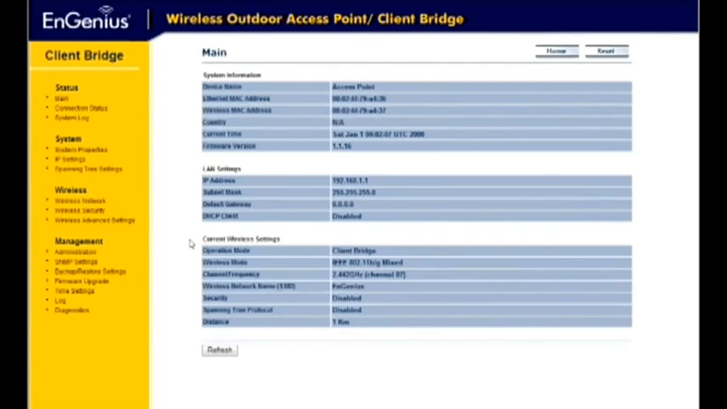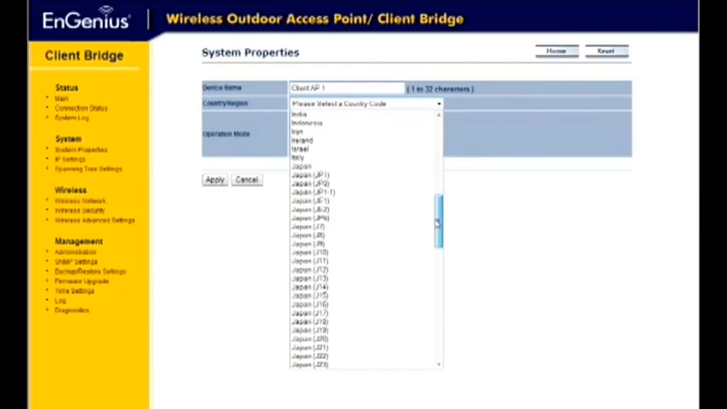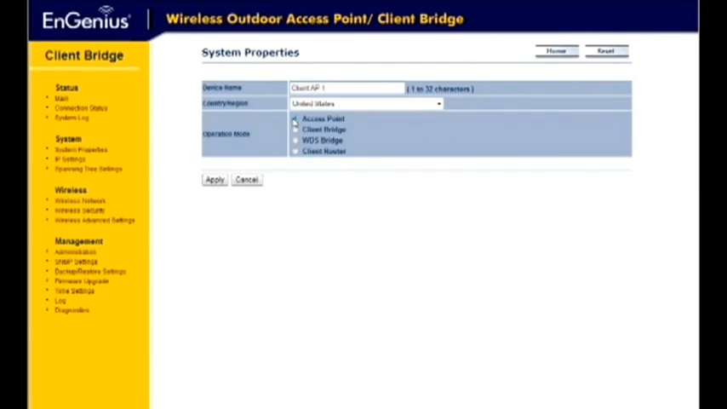To configure the device, click on the System Properties link on the System drop-down menu. Enter the name of the device. This is not the SSID. This name is for monitoring and identifying your device through network management software. Select your country region from the drop-down menu and then select your operation mode. Click Apply to save your changes.